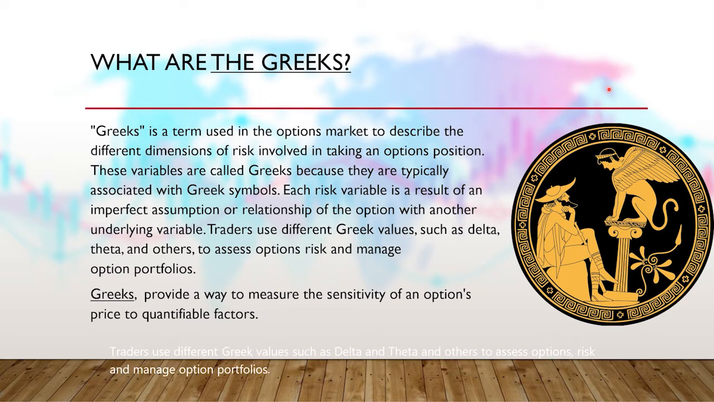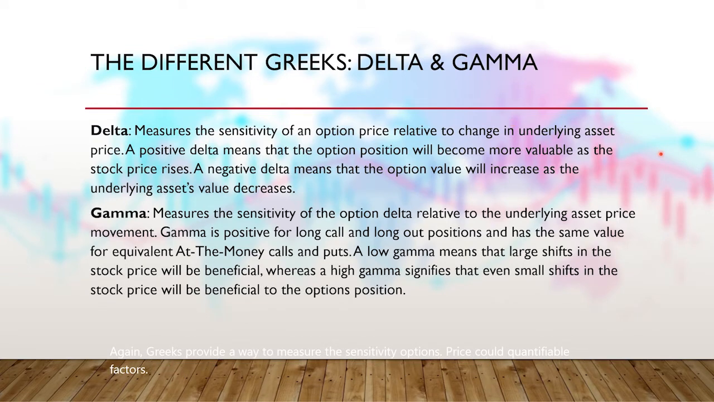Greeks provide a way to measure the sensitivity of an option's price to quantifiable factors. Let's jump first into the top two most popular Greeks, delta and gamma.